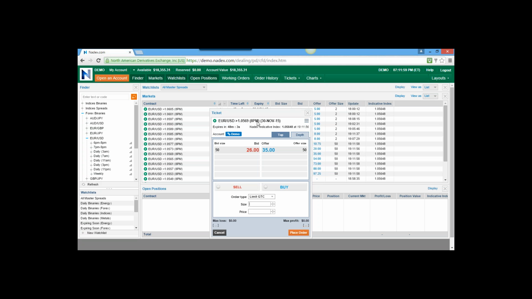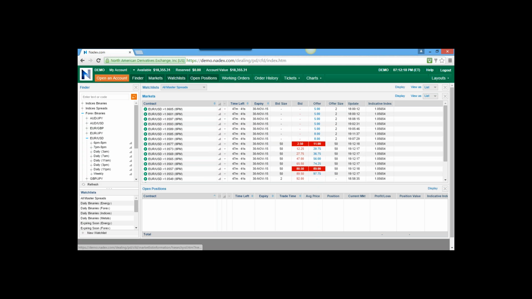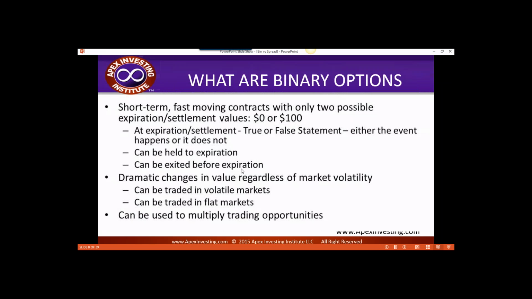That's a binary contract. All right. If I say yes, I think the euro dollar will be greater than that. I agree with that statement. Yes, I want to buy it. If I disagree with it and say no, I think it'll be less than that, then I want to sell it. It's that simple, yes or no. And all these different strike prices here are different binary contracts, okay?